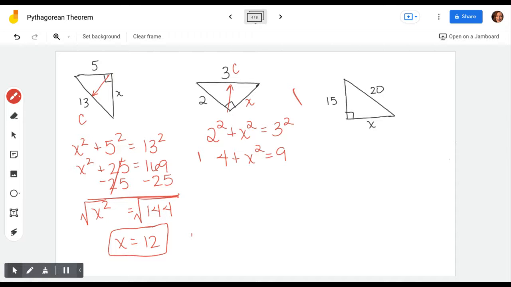To get x squared by itself, I need to subtract the 4. So then I'm left with x squared equals 5. To solve for x, the opposite of squaring is taking the square root. The square root of 5, that's a little bit bigger than the square root of 4, which would be 2. So this is going to be a little bit bigger than 2. The square root of 5 is about 2.2.